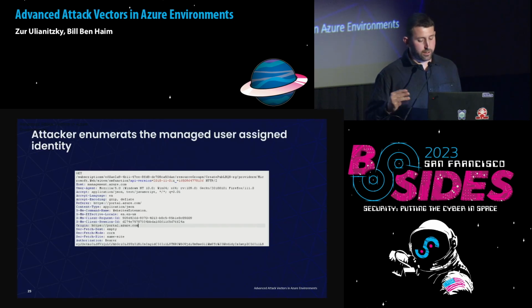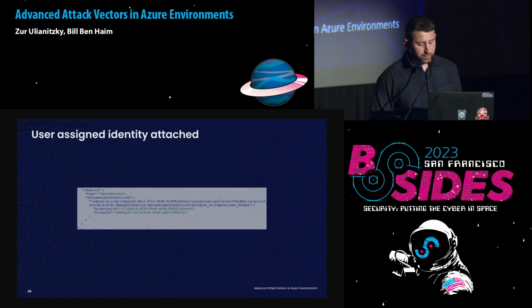We will start to do some more enumeration in order to find out if the function app has any user assigned identities attached to it. Because if it does, we can try to create an access token for those identities and then abuse their permissions and do some additional lateral movement in the environment. This can be done by sending a GET request to the site's endpoint and passing XM function, which is the name of the function app.